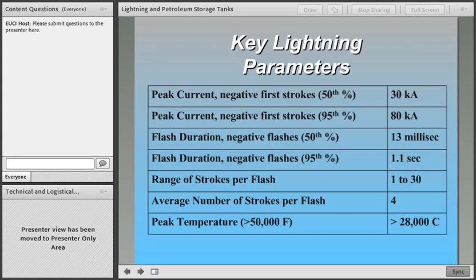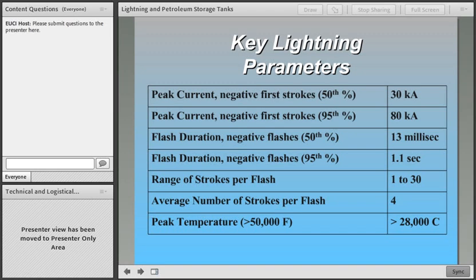Speaking of lightning current, how much current is in a lightning strike? Well, worldwide, the average peak current is about 30,000 amps. The 95th percentile of all strikes contain about 80,000 amps. The highest recorded strike, I don't have this on the slide, is in excess of 400,000 amps.